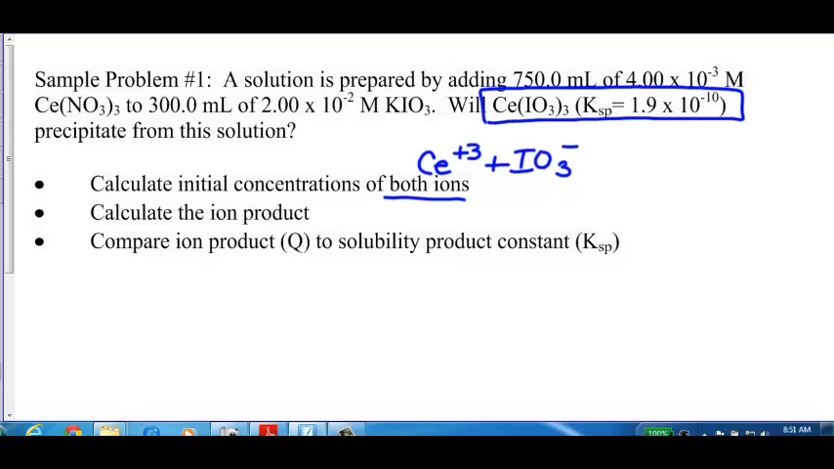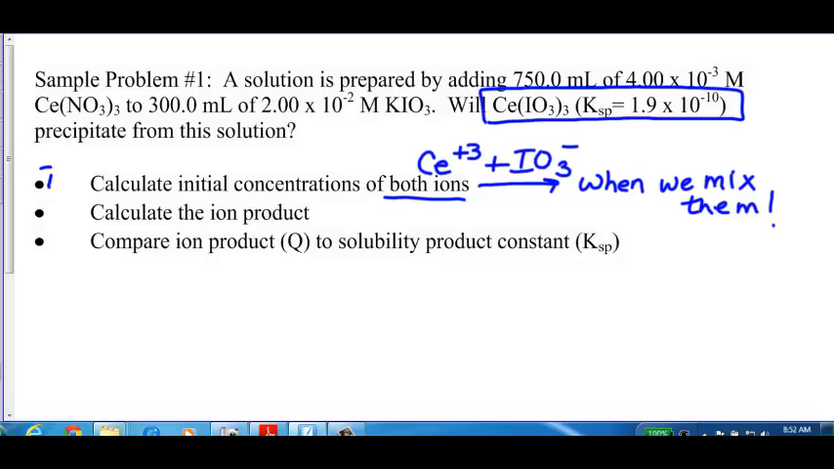The next question is, well, don't we already have the concentrations? Kind of. We have the concentrations of them when they're in separate containers. We're going to mix them, right? So when we say calculate the initial concentrations of both ions, it's when we mix them together, not when they're separate.